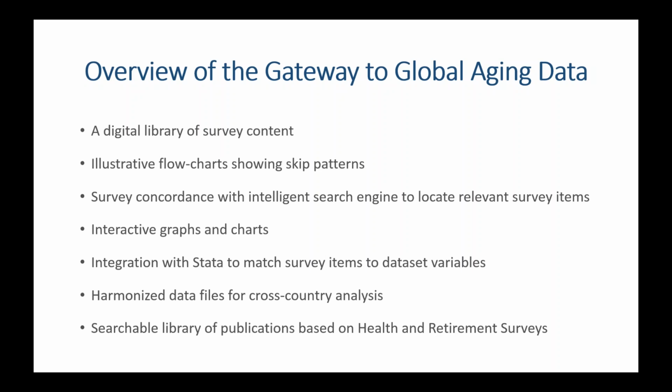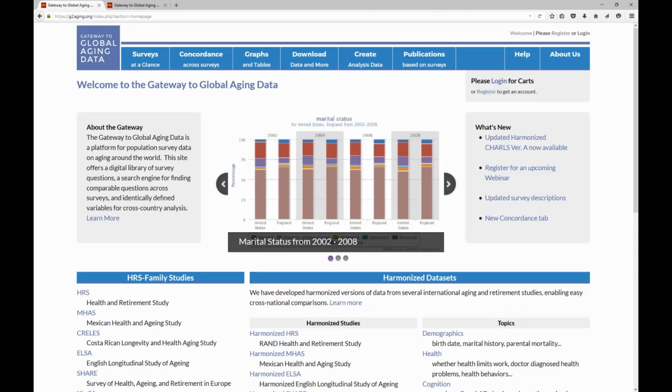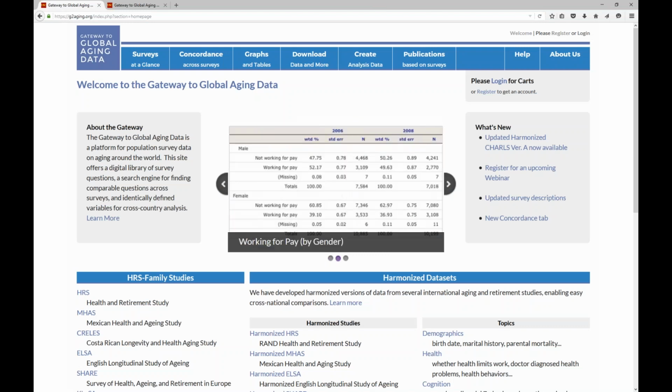I'm just going to go over to our website here, if you can see that. So this is the Gateway to Global Aging Data. It's available at g2aging.org. This is our landing page here, and if we click into Home, we can see our home page, which links you to all the other parts of the site.